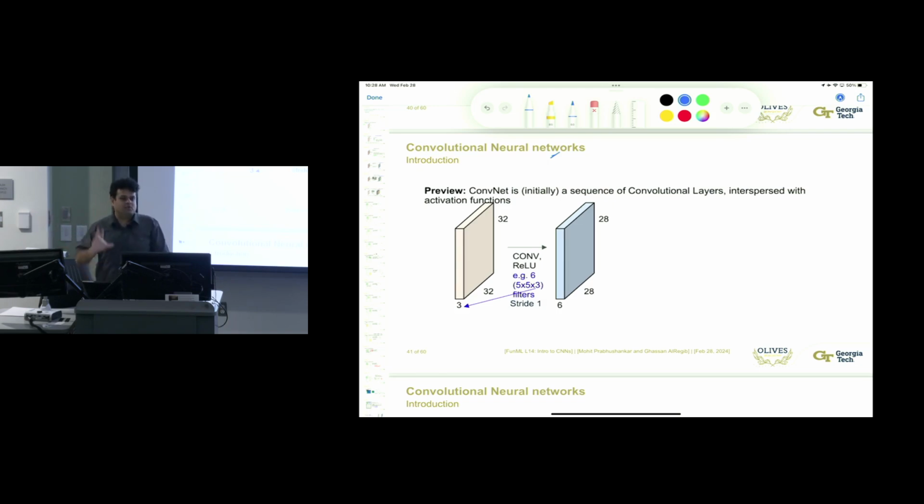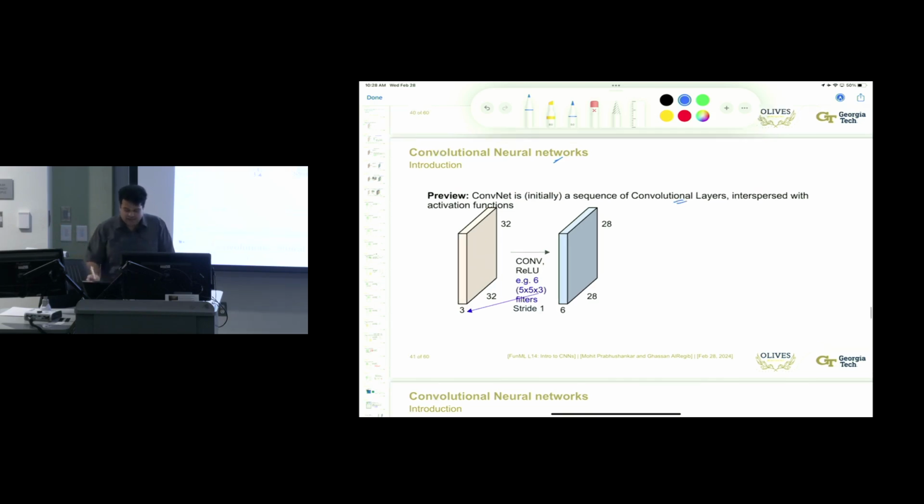Because until this point, we discussed artificial neural networks, which have neurons in one layer, and these layers are stacked one on top of the other, right? CNNs are exactly the same thing. You have these convolution layers that are now stacked one on top of the other. So in this case, you have 32 cross 32 cross 3. You have certain kernels, 5 cross 5 cross 3 kernels.